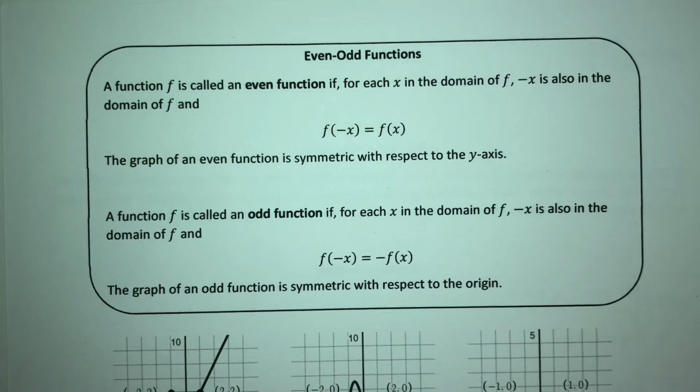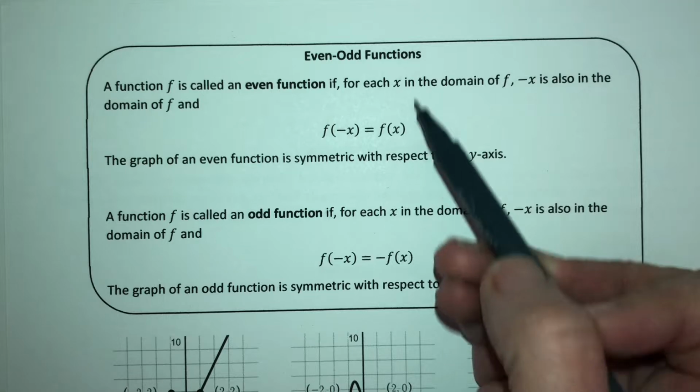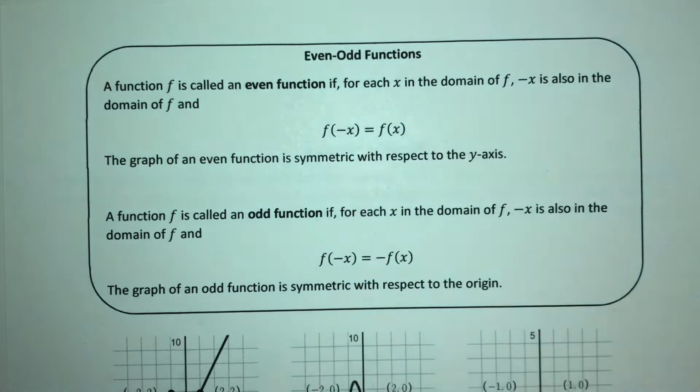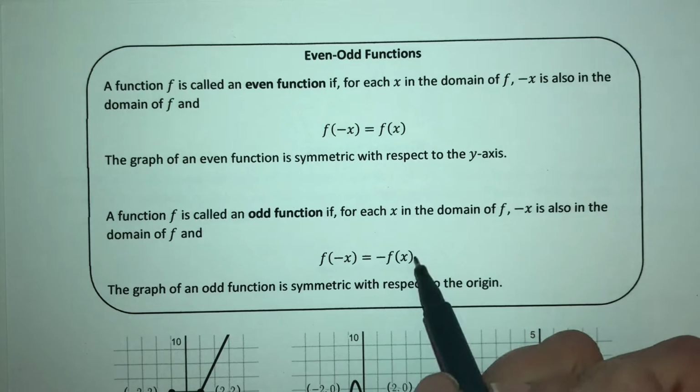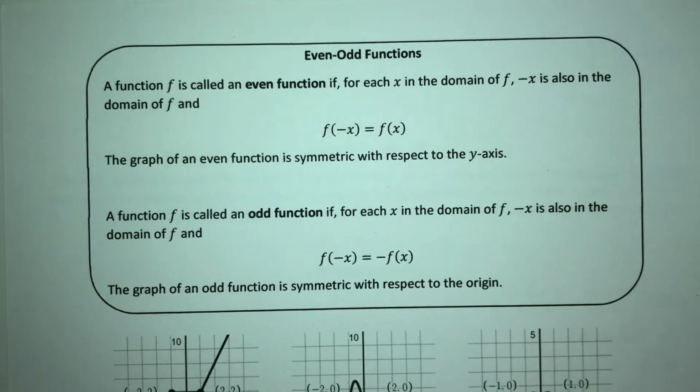If we plug in negative x and we end up, after we simplify, with exactly the same function, it's going to be even. If, after we plug in negative x, we are able to factor out a negative, and what we have left is exactly the same as our original, it is odd. If we have anything else happen, it's neither.